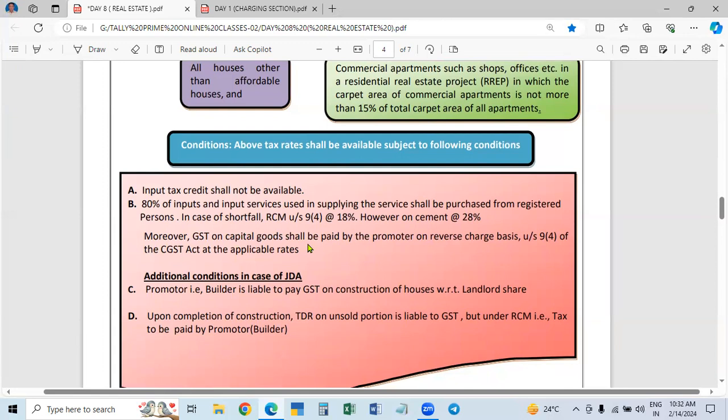And if the 80% is not purchased, there is a shortfall. If you purchase a lesser percentage, for example, we purchase only 70% from the registered persons.